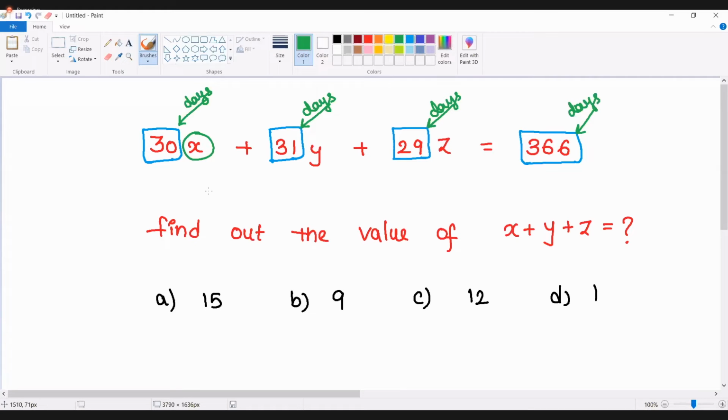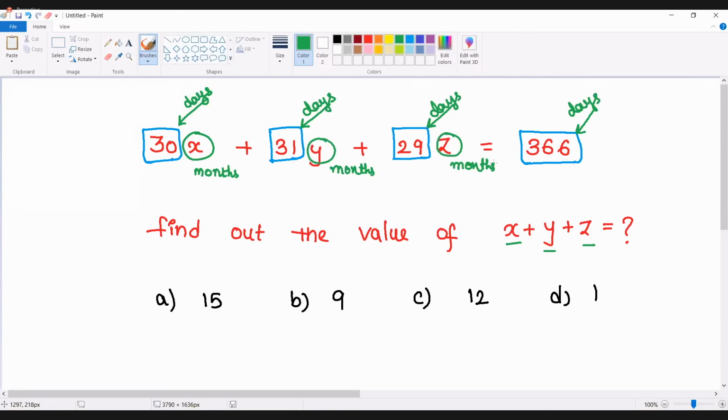They are asking us to find out what is x plus y plus z. So x, y and z are indicating the number of months. Some of the months are having 30 days, some of the months are having 31 days, and some of the months are having 29 days. So the total number of days is 366.